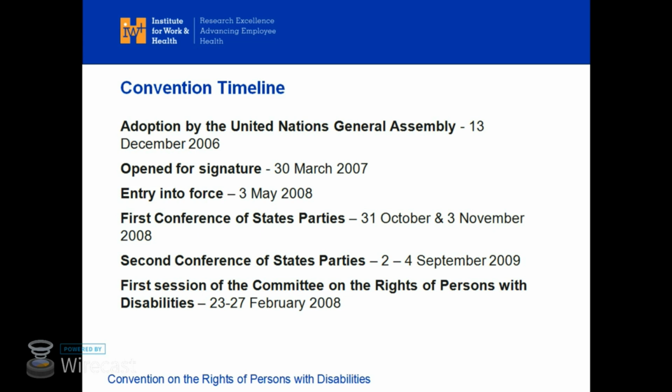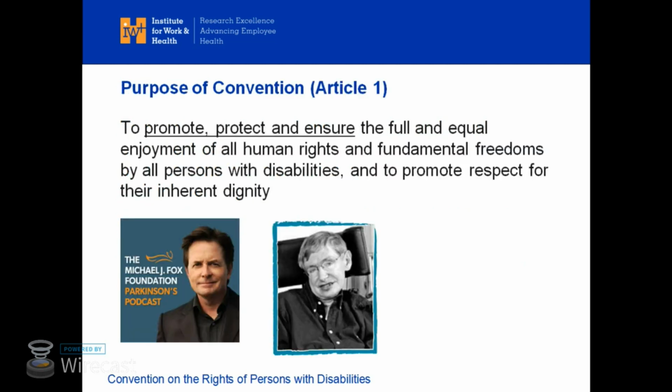So it started with the General Assembly in 2006, and then they started collecting signatures from countries, as the UN does, and it entered into force in 2008. The convention has many articles, and I copied a few of them here. Its purpose is to promote, to protect, and to ensure the full and equal enjoyment of all human rights and fundamental freedoms by all persons with disabilities, and to promote respect for their inherent dignity.